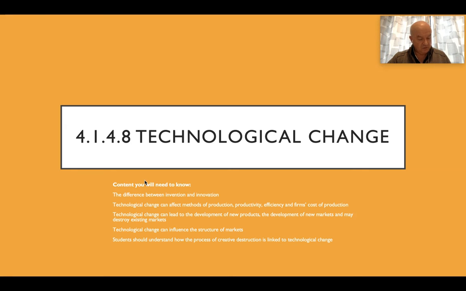The next thing that we'll do is to take a look at technological change, and that then will be the last presentation that you will need to look at for CC4.